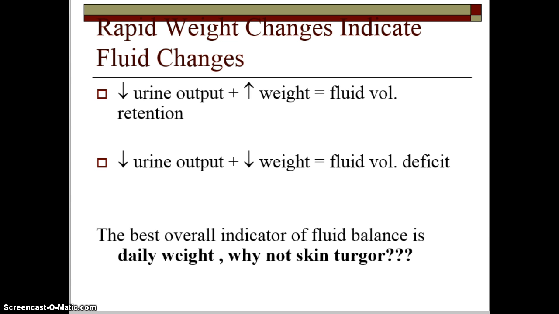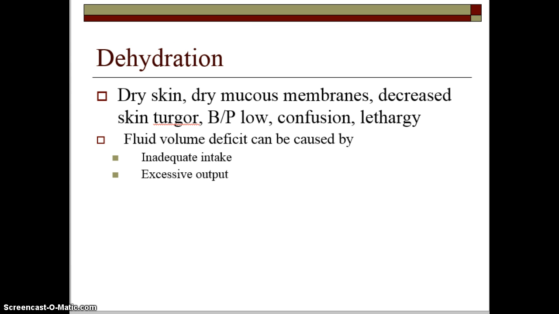As we look at weight, make sure that you're able to calculate how much a person would gain or lose based on their fluid. When the urine output is low, their weight goes up and we see fluid volume retention. When we have low urine output and low weight, we see a fluid volume deficit, or dehydration. Daily weight and blood pressure are better indicators of fluid balance than skin turgor because of changes to the skin, especially in the older adult.